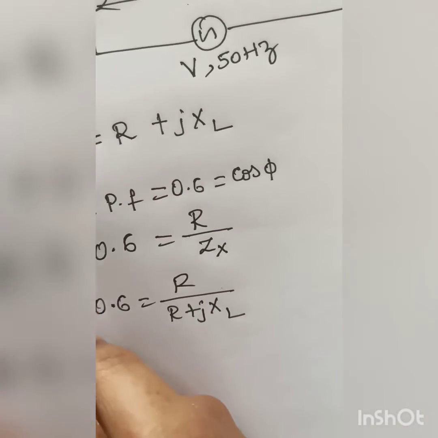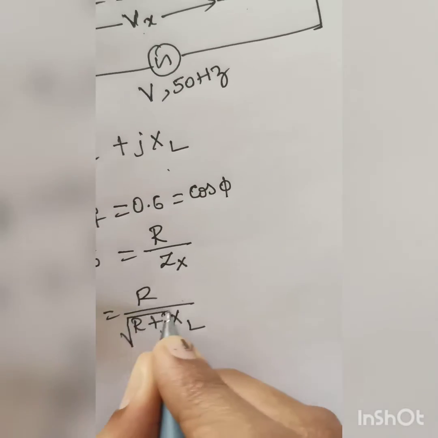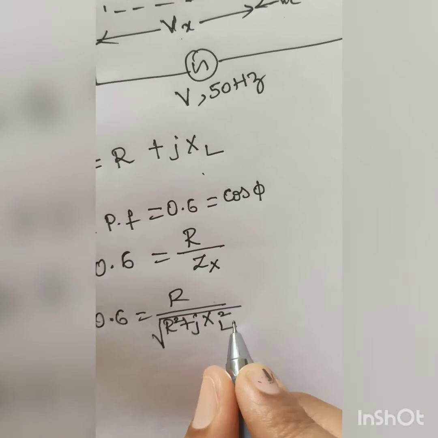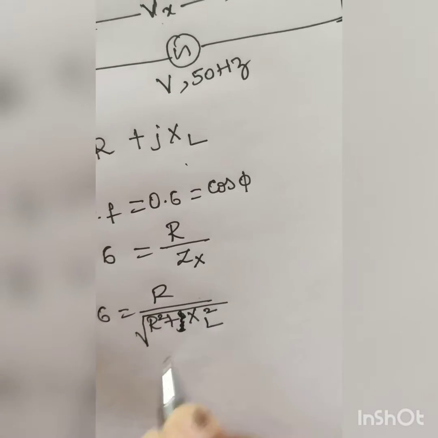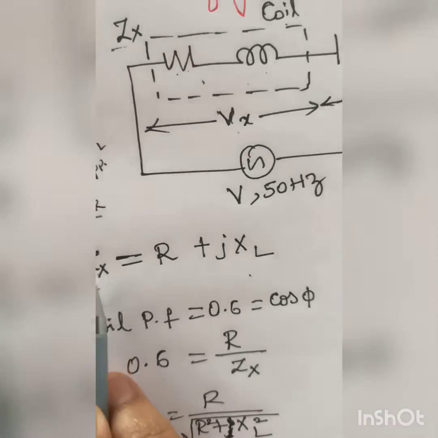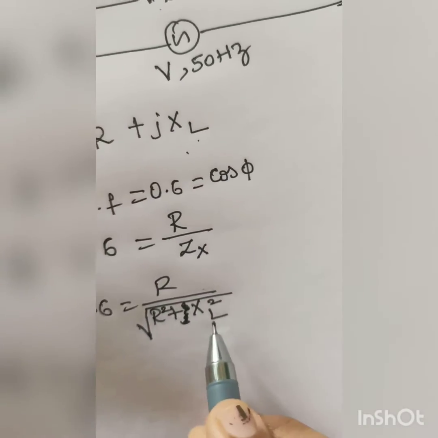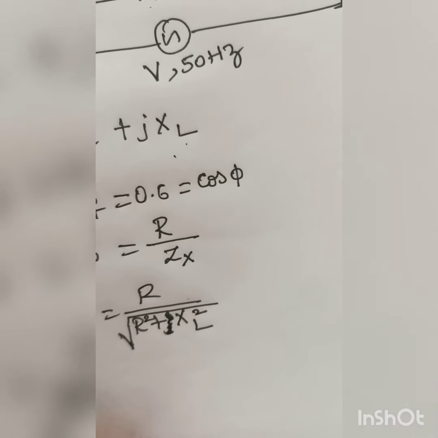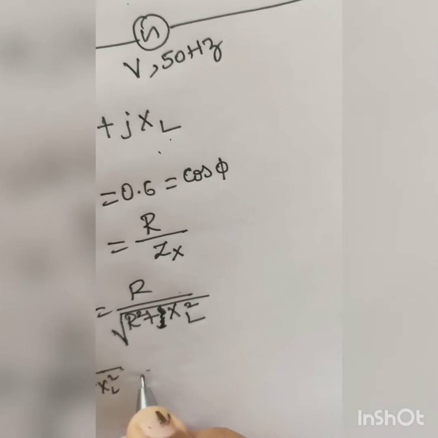So here, instead of writing this, let us have this in a magnitude format. If you consider this, j will not be there. So the magnitude of Zx is equal to R plus jXL. The magnitude of this will be the square root of R square plus XL square.